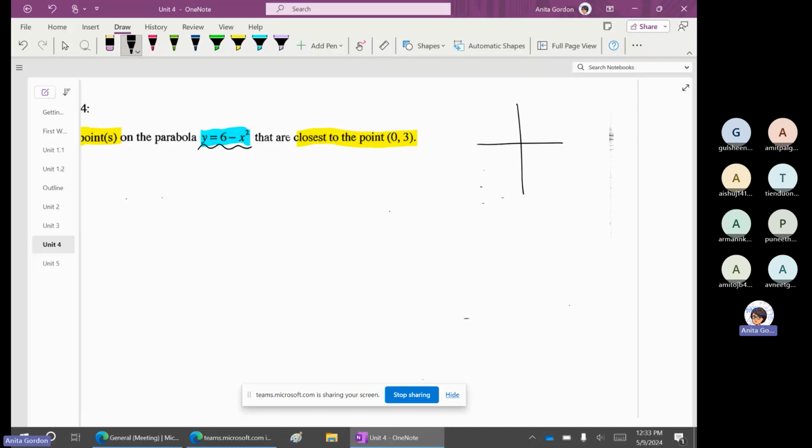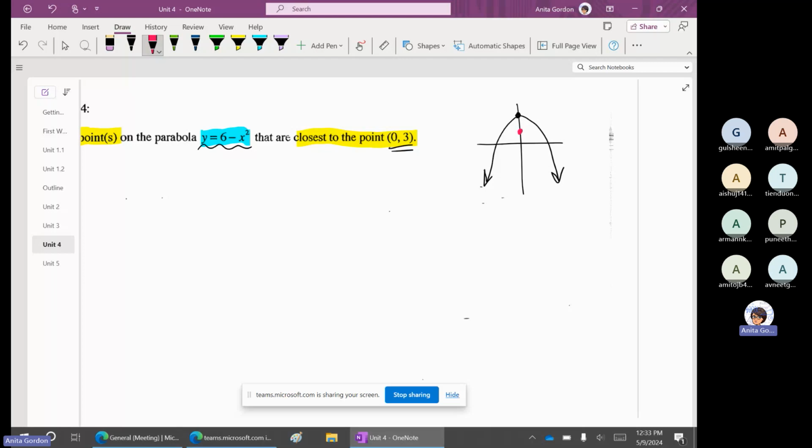Downward parabola, vertex at 6. Okay, so this is my picture. Where is this point? 0, 3. So it's halfway between the vertex and the x-intercept, right? So this is the point of interest.